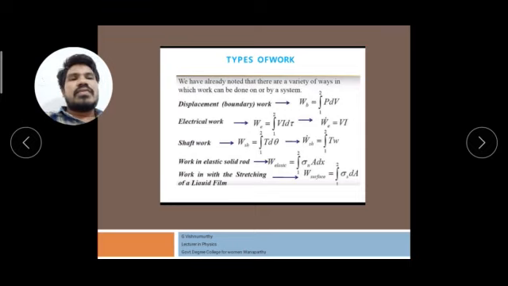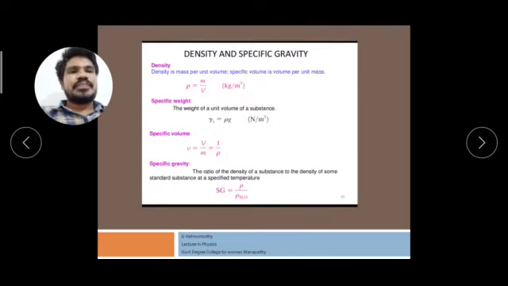So work in an elastic solid rod, that is W_elastic equals integral 1 to 2 of σn A dx, where dx is called the variation in displacement, and A is the area. And work with the stretching, that is W_surface equals integral 1 to 2 of σs dA. These are the different types of work.